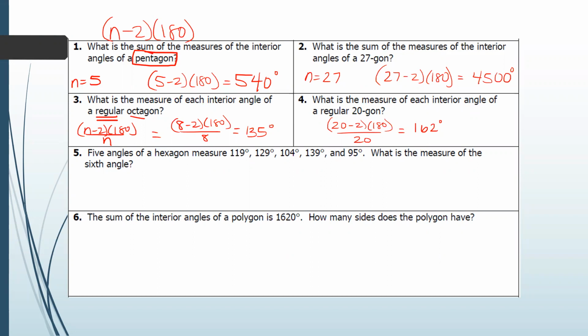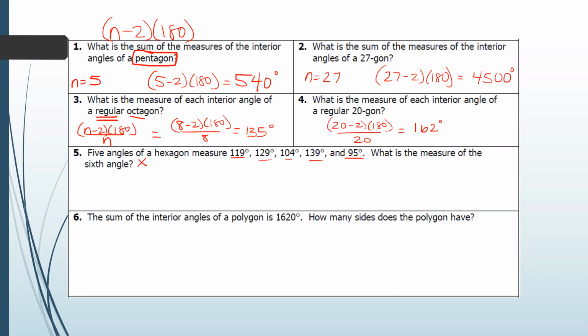Number 5 says 5 angles of a hexagon are these 5 numbers. What's the measure of that 6th angle? So picture a hexagon that is not a regular hexagon. And I know it's not regular because these angles they give us are not all the same. So I'm going to call that 6th angle x.